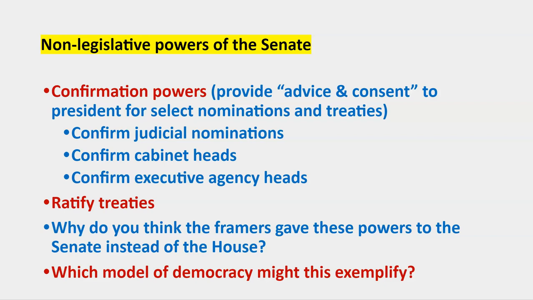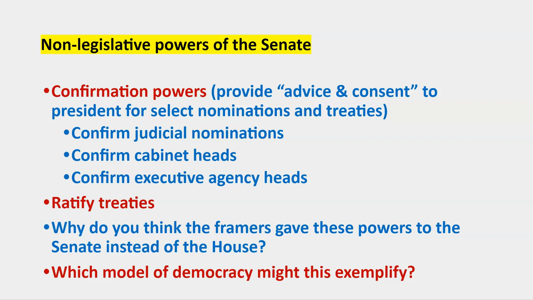Interestingly enough, George Washington only asked once for advice and consent in this category. He was so bewildered by the advice that they did give him that he never went back again to ask them for more advice and consent. He said, I think I'll go it on my own on that one. So I always find that funny.